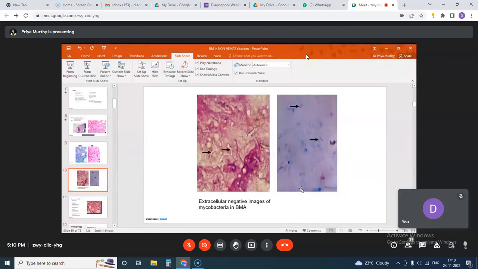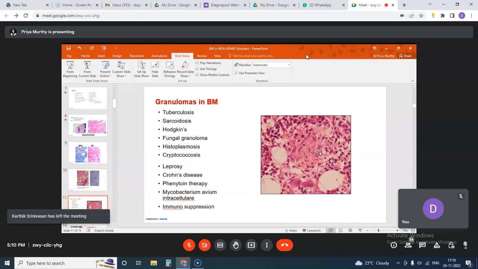When we went back to the lymph node aspirate, there were some negative images of the mycobacteria in the lymph node aspirate, and when these were subsequently stained with AFB, they turned out to be AFB positive. So Mycobacterium avium intracellulare is associated with granulomas in the bone marrow biopsy, and we see sheets of histiocytes. We need to perform AFB and PAS stain to rule out this condition.